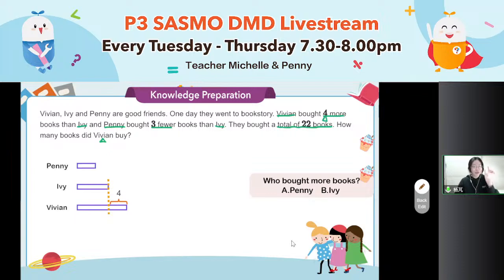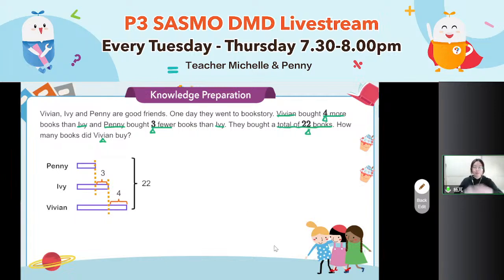So Penny is fewer, so Penny's bar should be shorter than Abby's. Then we use another line to find the difference between Penny and Abby. Penny is shorter than Abby, and this part should be 3. That means Abby has 3 more books than Penny. All right, and another number says 22. 22 is the total. So we use a big bracket to include the 3 of us, equals 22.